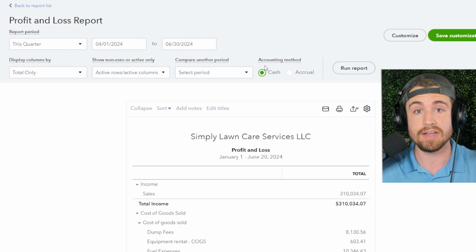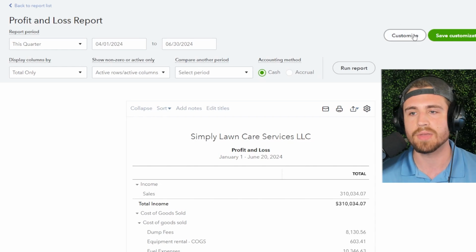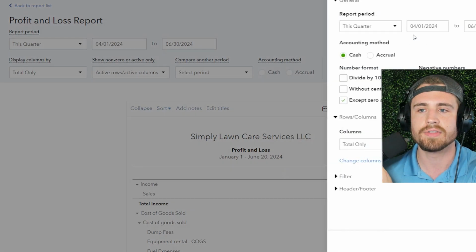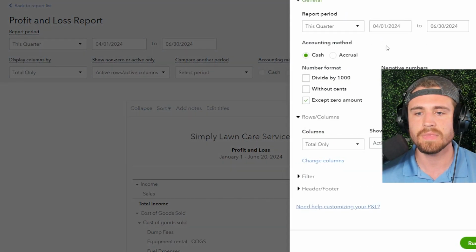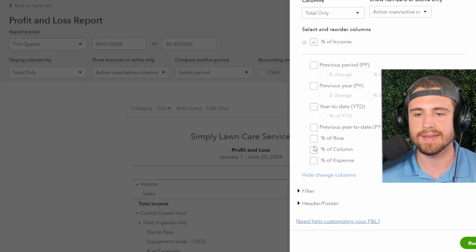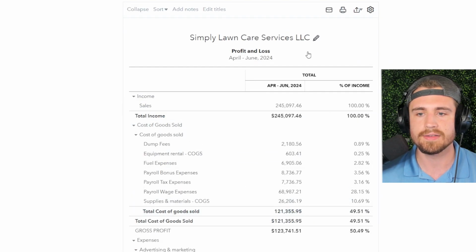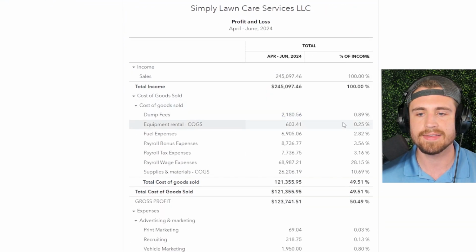So I recommend cash. It's a lot safer and gives you a very accurate number. Now, the last little hack that I like to use whenever I look at my P&L is the customize feature. If you go down here to change columns, scroll down to percent of income. What this is going to do when I run the report is give me every expense as a percent of the total income collected.